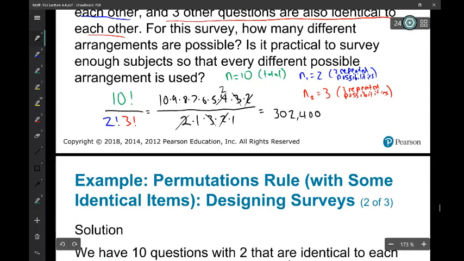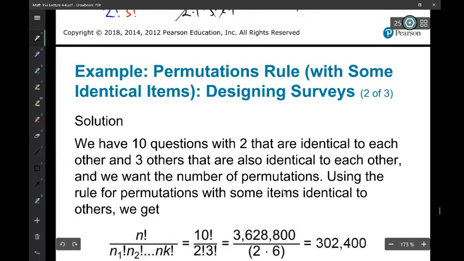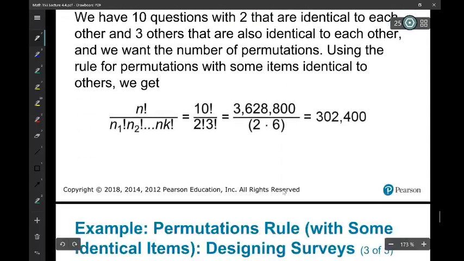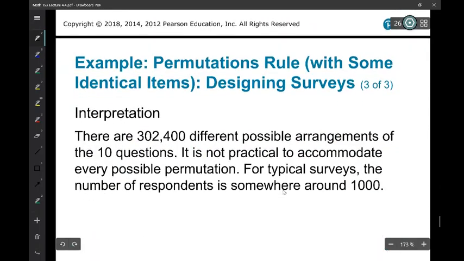Is it practical to survey so many subjects? No, that's a lot of footwork. So we'll see that typical surveys, the number of respondents is somewhere around 1,000, for reasons we'll discuss later in the course.